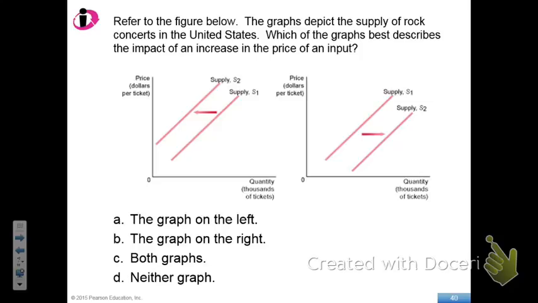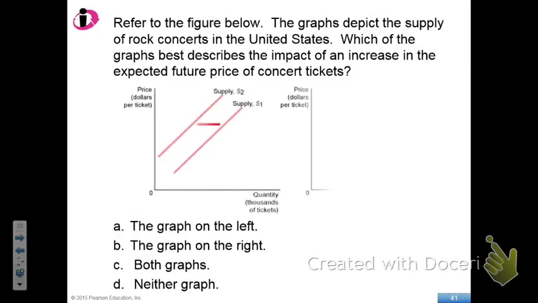Okay, let's look at an example. Which one is the correct answer? Whenever there is an increase in the price of the input, that means the supply curve shifts to the left, straightforward. The answer is A. Let's move on. Yeah, this one is kind of interesting.